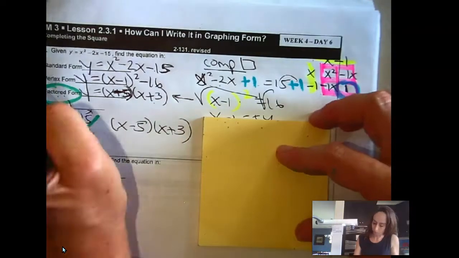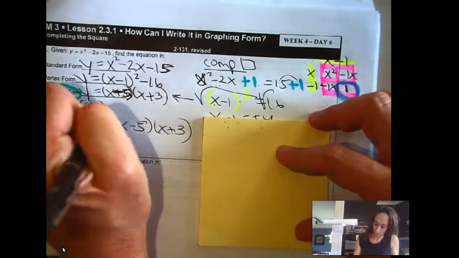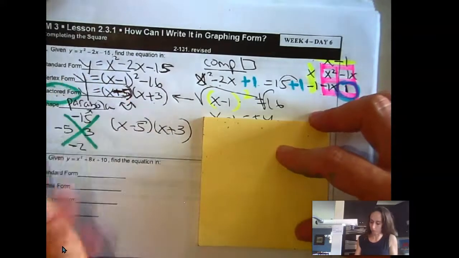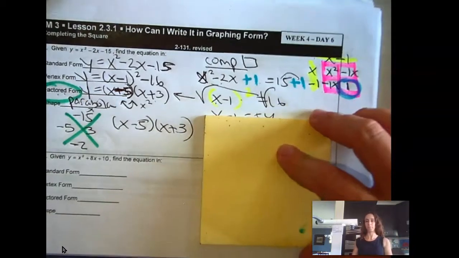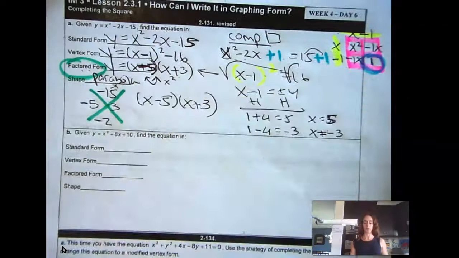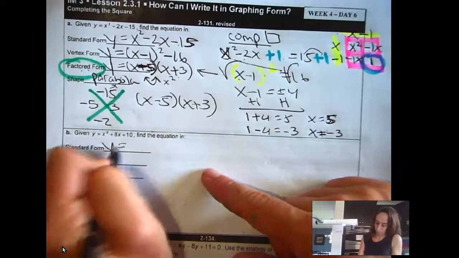What's the shape? It's a parabola, and it's a u going up. How do I know? Because it's x squared. Okay? All right, let's see. Hopefully I didn't scare you too much, but this is a really good question. Put it in standard form. Hey, cool. It's in standard form.